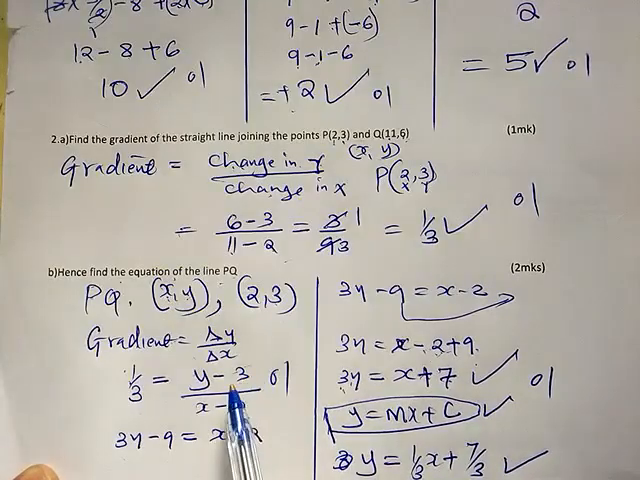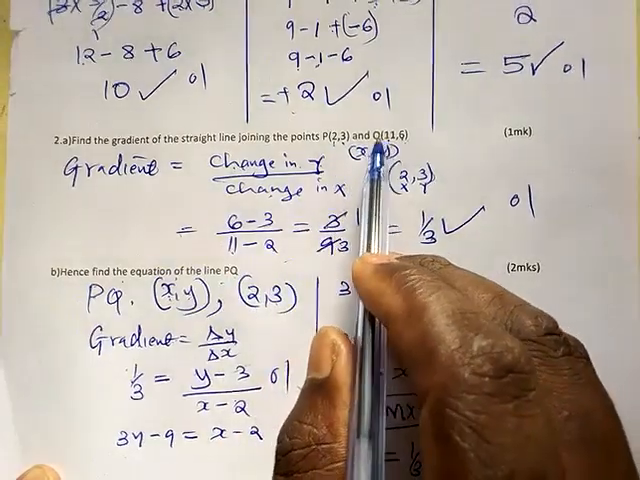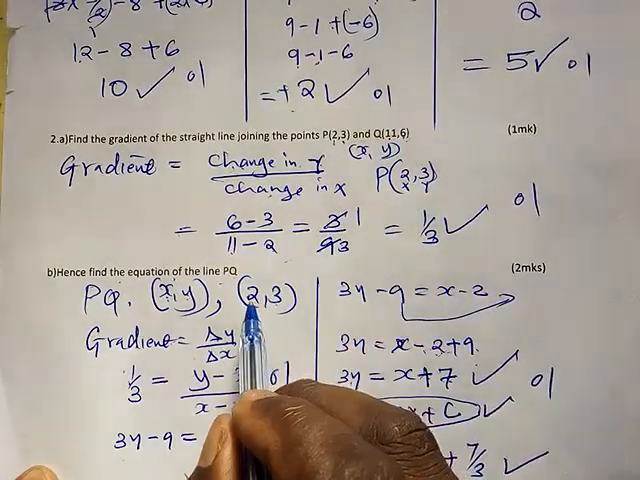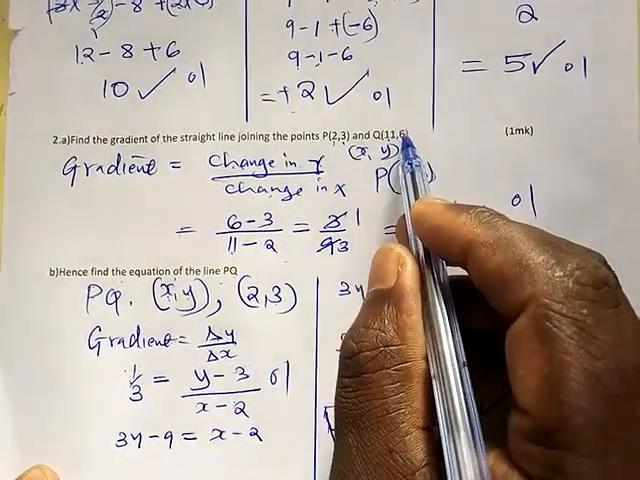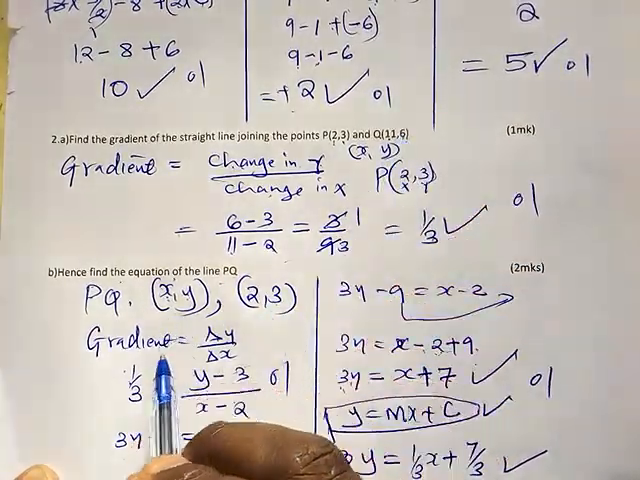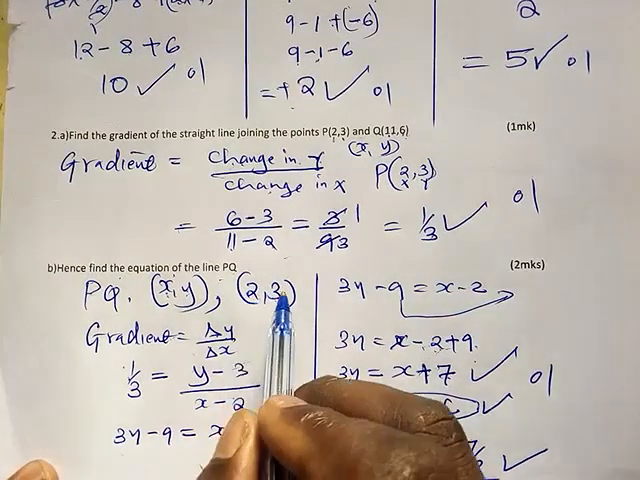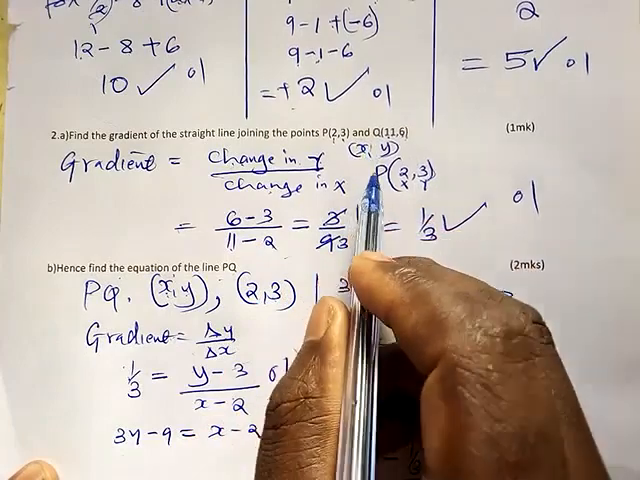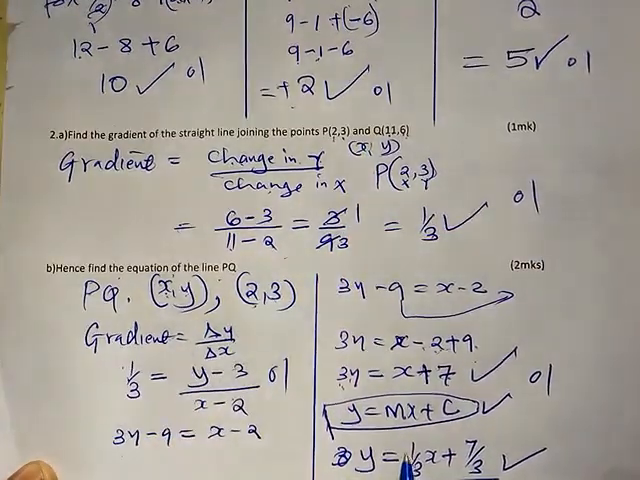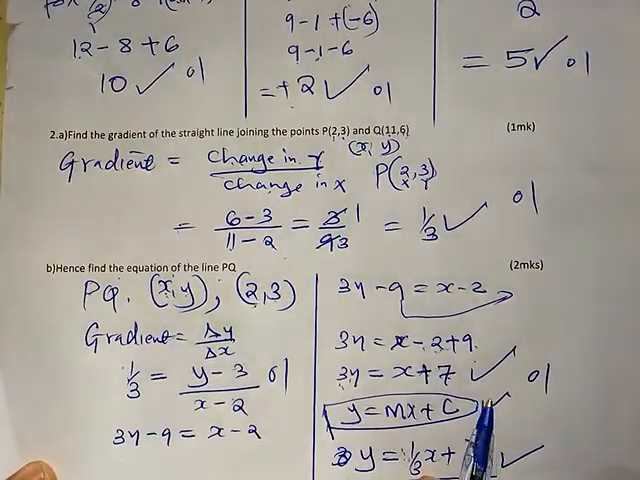Maybe the question will be having, suppose I used Q (11, 6) instead of (2, 3). Can I get the same answer? Yes, a very big yes. If you use (11, 6) in this equation instead of this, you will get the same answer. Don't worry about that.